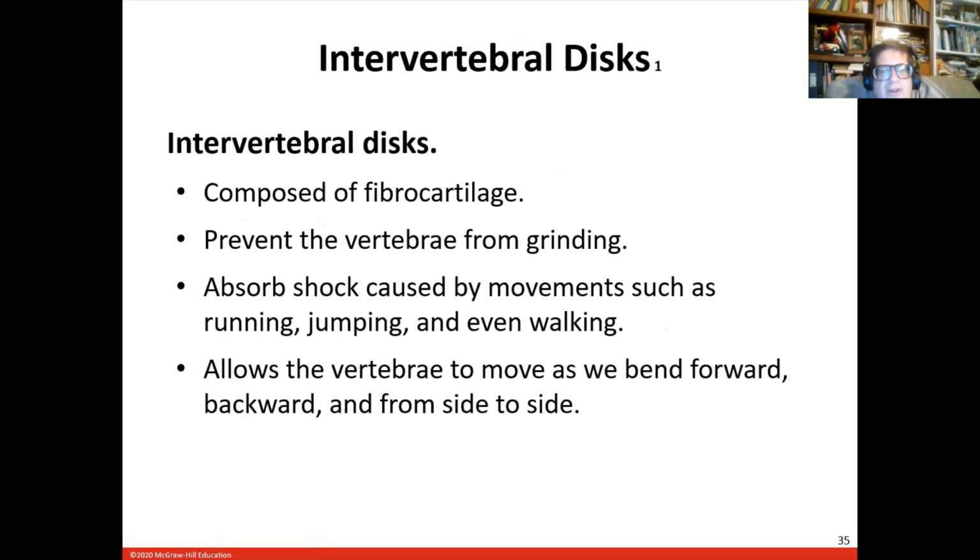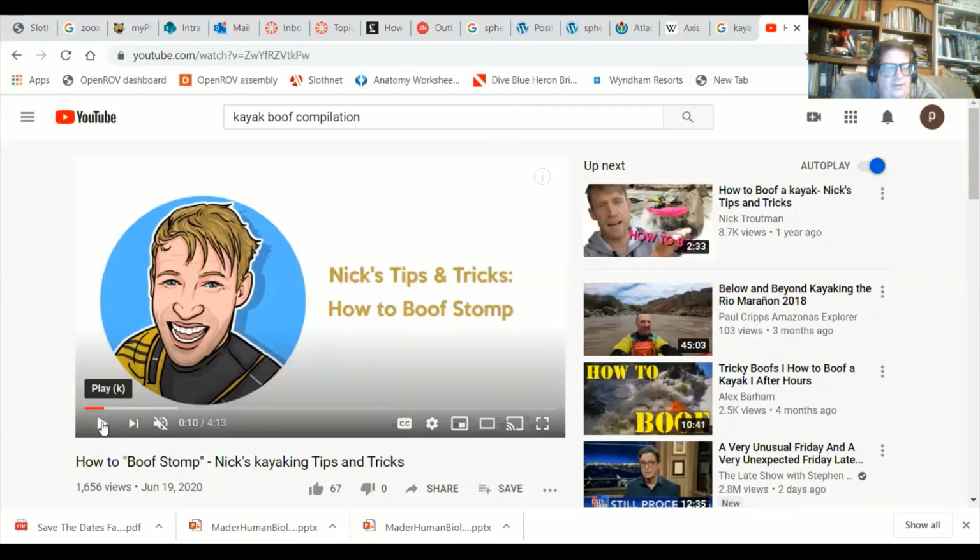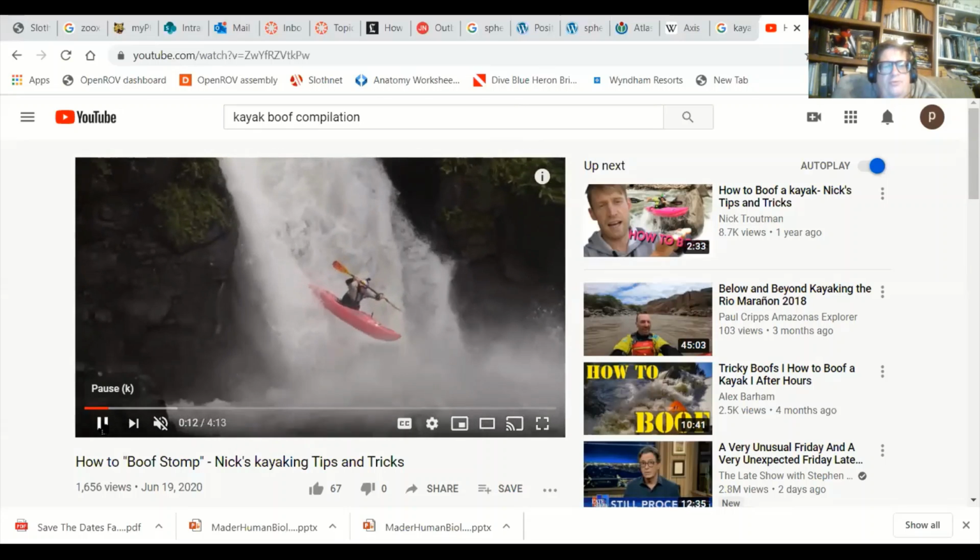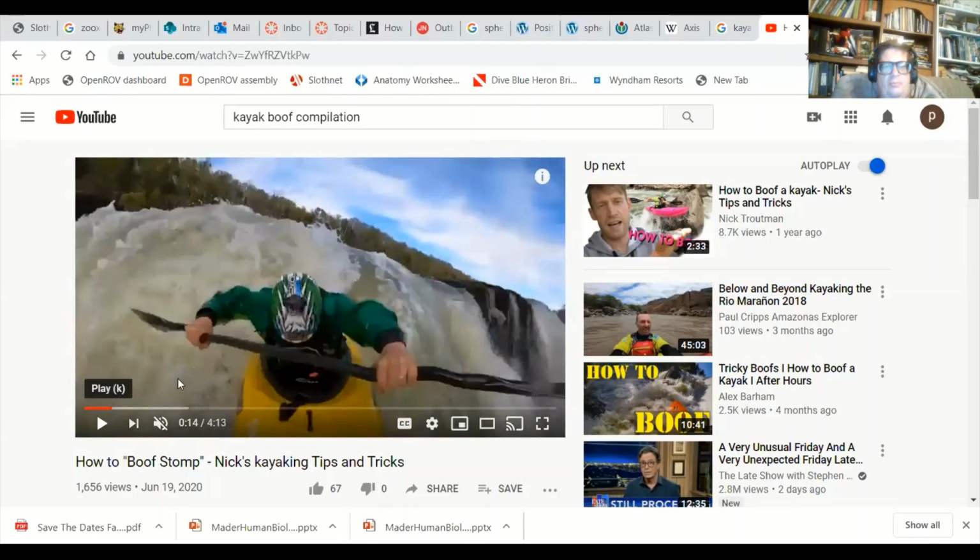All right, intervertebral discs. We already said these are made out of fibrocartilage. Tough, gritty stuff, very resistant to impact. These have to absorb all the shock of running, jumping, walking. Let me give you an extreme example. Okay, check this out. This is a move in a kayak called a boof. And you can probably tell from that that he's taking a lot of damage on his fibrocartilage and his intervertebral discs. He's landing pretty much on his butt, and the entire shock of that drop is going on his spine.